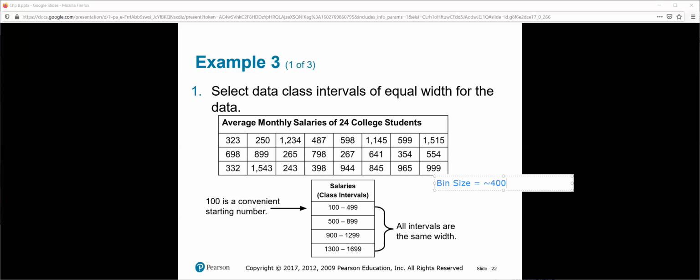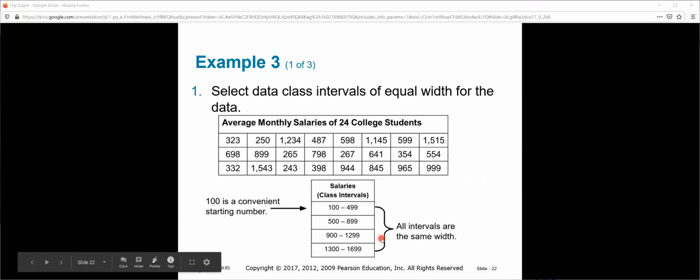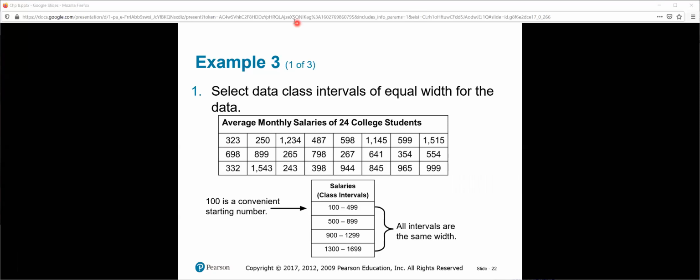Cool. With that information, I just need to say which of these numbers goes in which bin. Put the number in the corresponding bin, right? 323. Well, that fits between. Yay, look at that. 323 fits there. Cool. So that individual number is going to go in that individual bin. What about 598? Well, 598 fits in the second bin.